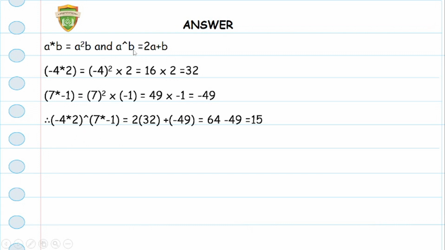For the second operation, it says that it is 2A plus B. Our A in this case now will be this, which is 32, and our B will be minus 49. So that will be 2 into 32 plus minus 49. And you know plus minus is minus, so that becomes 64 minus 49, which is 15. So our answer is option D.